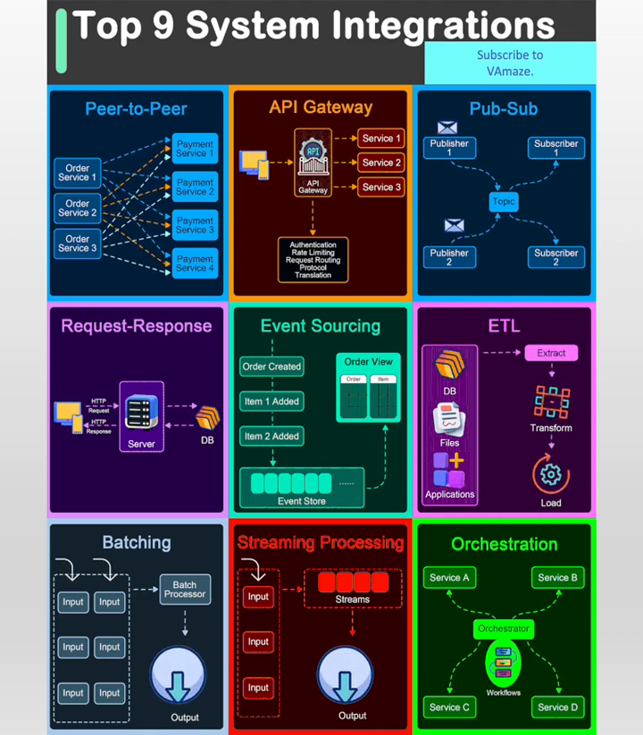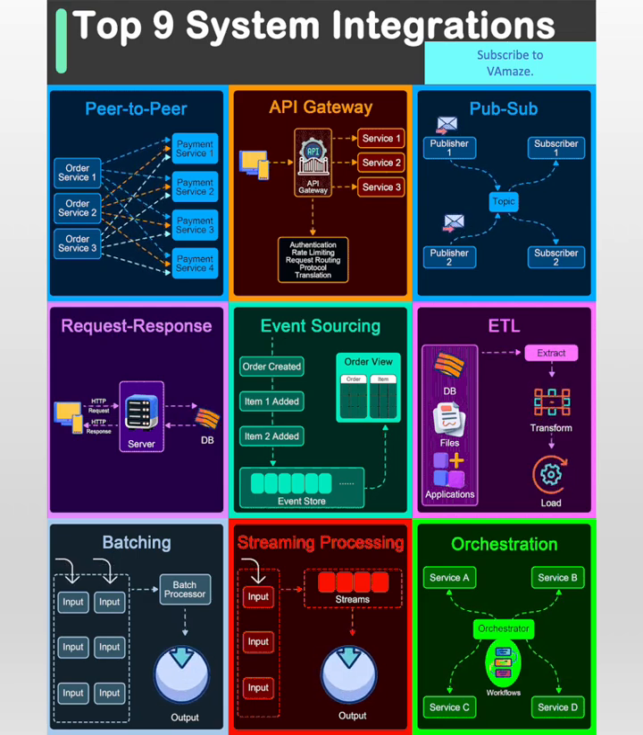Choosing the right integration pattern. Decision factors: the choice of integration pattern depends on several key factors. Performance requirements: low latency, streaming processing or direct API calls; high throughput, batching or asynchronous messaging; real-time, pub/sub or streaming processing. Consistency needs: strong consistency, request response or orchestration; eventual consistency, event sourcing or pub/sub. Audit requirements: event sourcing for complete traceability. Scalability demands: horizontal scaling, peer-to-peer or pub/sub; vertical scaling, request response with load balancing; elastic scaling, API gateway with microservices.